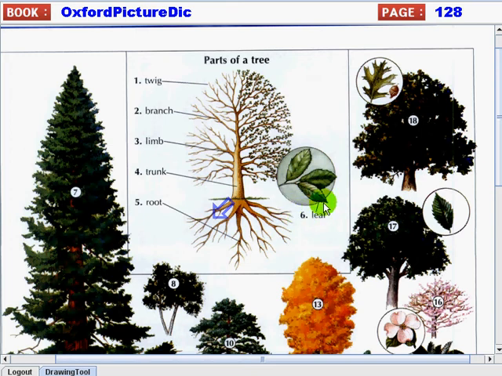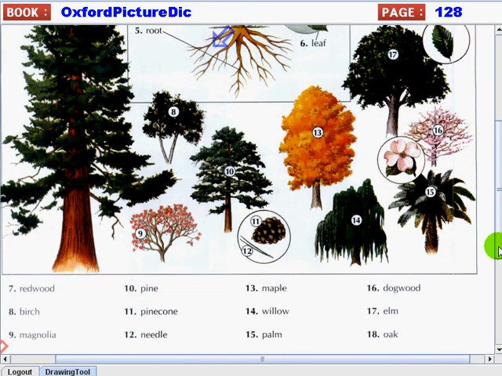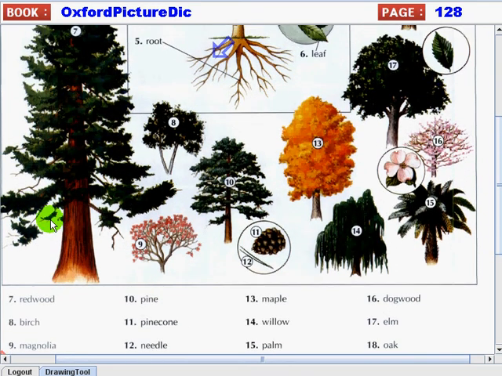Oh, no. We're missing one thing. It's the leaf. And since we can see more than 2 or 3 leaves, we call them leaves. But if only one, it's just leaf. Alright, let's now go to number 7. Number 7 is what we call redwood. Okay, this is redwood tree.